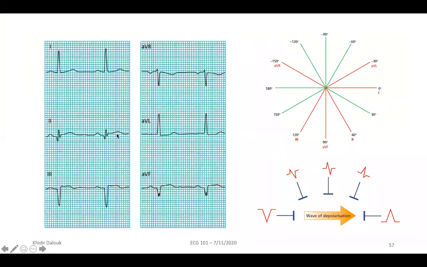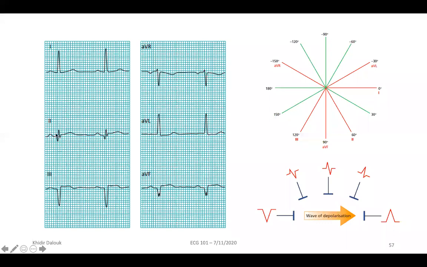And you want to look at the lead where you have an equiphasic QRS. So this is QRS axis. I'm talking about QRS axis. Of course, the P wave has an axis, the QRS has an axis, the ST has an axis, and the T wave has an axis. Most of the time we talk about QRS axis when we're referring to axis, but each of the waves of the ECG has an axis to it.